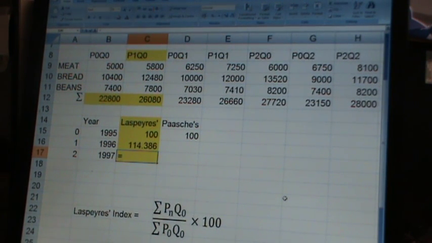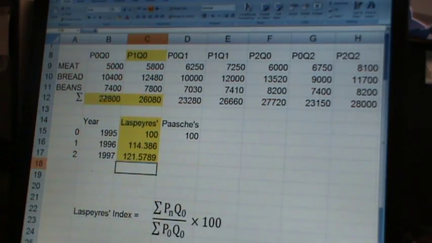Now for 1997 it is year 2, so we will think that n should be 2. So P2 Q0, which is this figure here, 27,720, over P0 Q0, which is the same figure again, 22,800, times 100, which will give us the Laspeyres index for year 2.